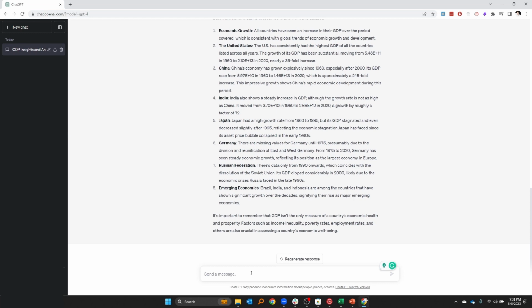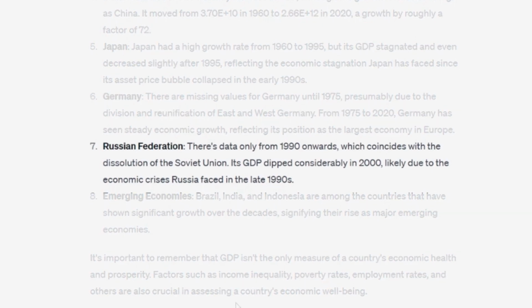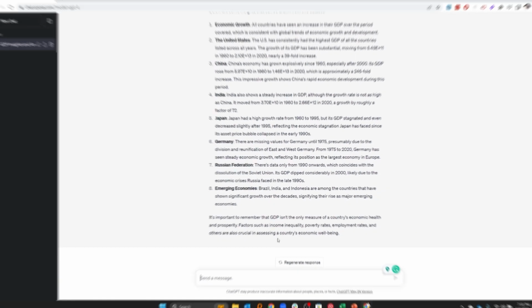Another thing I'll call out is that there's only data from 1990 onwards for Russia. So ChatGPT is introducing its own knowledge to correctly fill in the blanks here and say this is because of the dissolution of the Soviet Union in 1991.